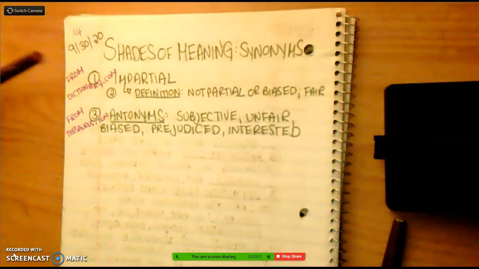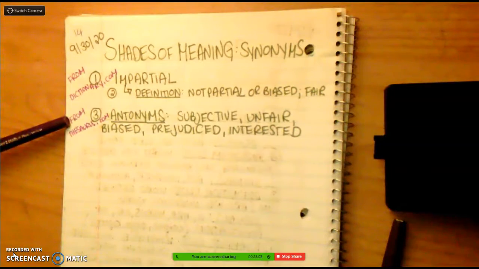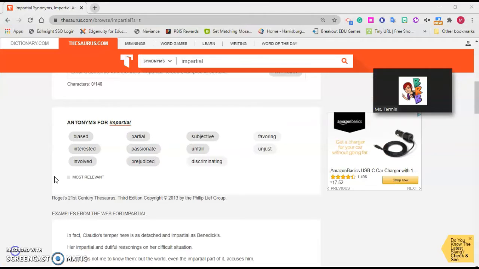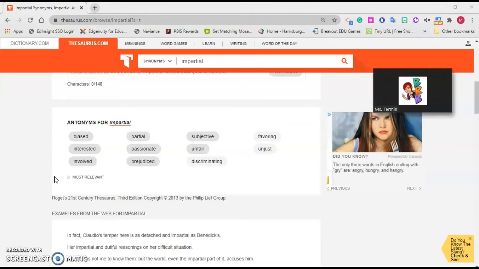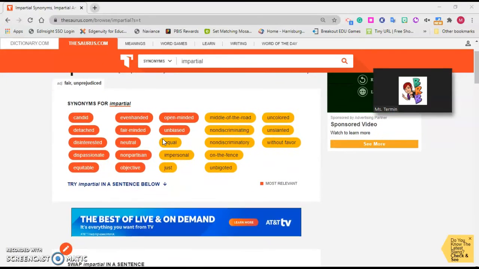Okay, so I found my word from the list. I got the definition from dictionary.com. I found 5 antonyms for impartial: subjective, unfair, biased, prejudiced, and interested. I got those from thesaurus.com. And now it's time to go and find synonyms for the word impartial. I'm going to also find that on thesaurus.com. So here I am back on thesaurus.com where I found my antonyms. I'm now going to scroll up to find the synonyms.